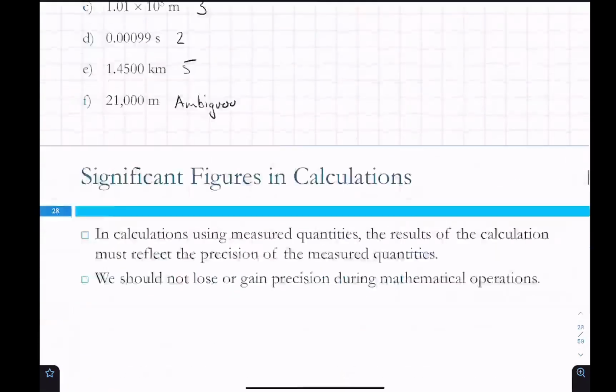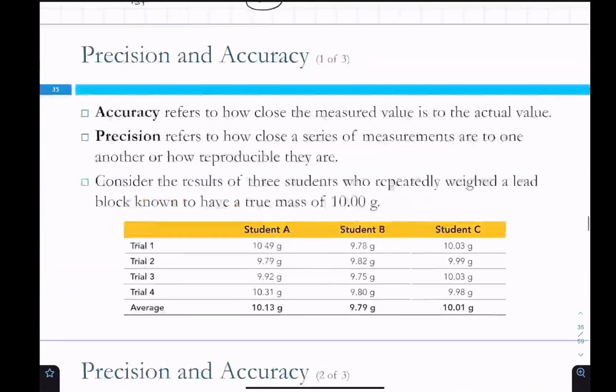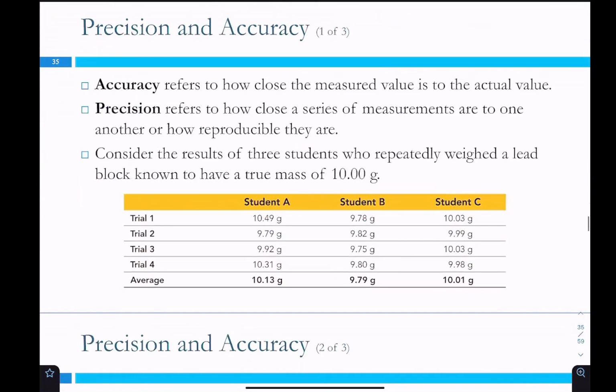Okay, so sig figs go hand in hand then with this next section, which is precision and accuracy. And we're going to be talking about this. I mean, this is most of what the lab is today. So accuracy refers to how close the measured value is to the actual value. So for any measurement, how close is it to the actual? And then precision is how close a series of measurements are to one another. So precision and accuracy are not necessarily related.